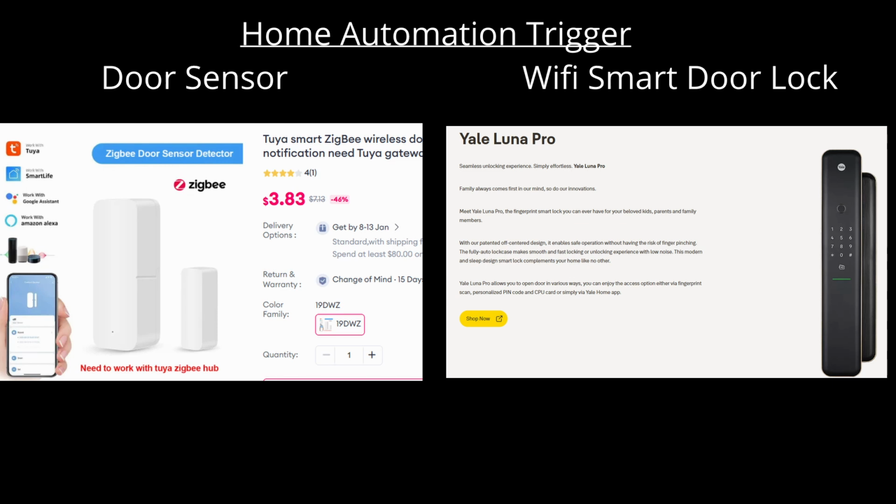You will also need to select devices to trigger your home automation. You can either go with a Wi-Fi enabled smart door lock or a door sensor. Again, you can see here the price difference is staggering. A door sensor will only cost you $3.83, but a smart Wi-Fi door lock can set you back about a few $1,000s. Personally, I use a door sensor and it works pretty well. As you can see here, when I open the door, it detects when I open the door, and when I close the door, it also detects it as well.